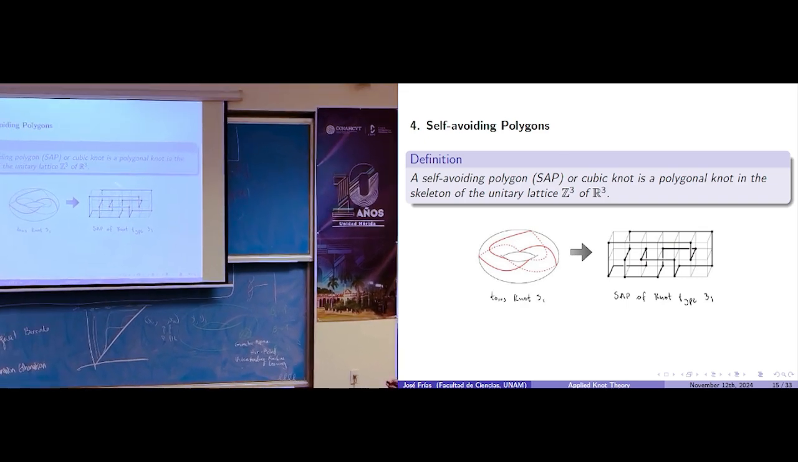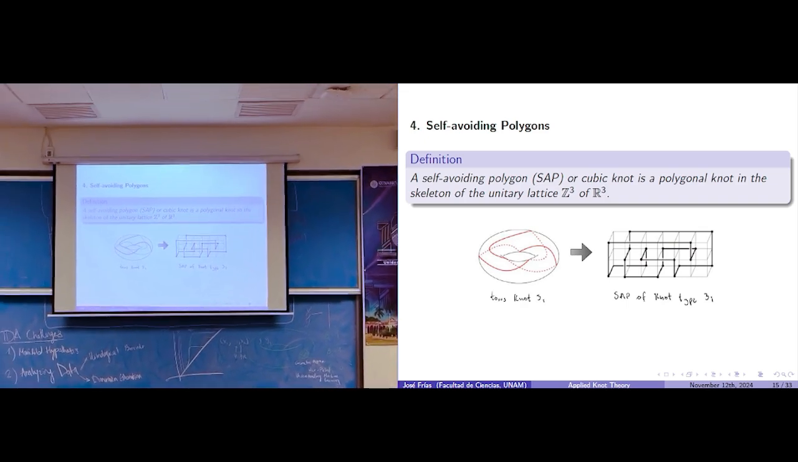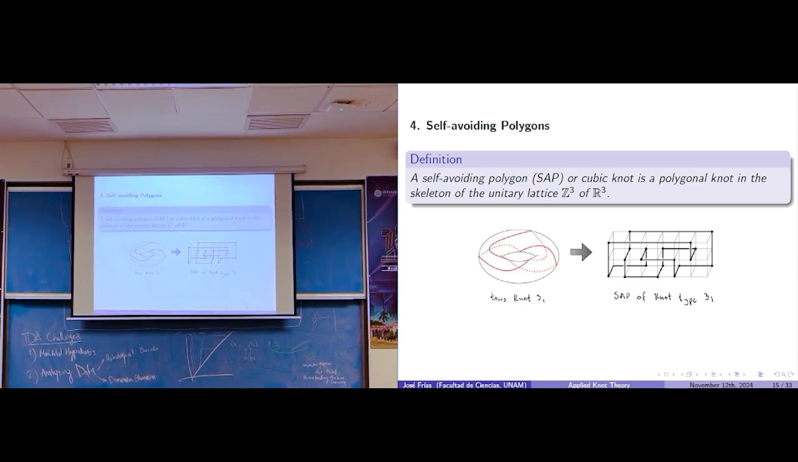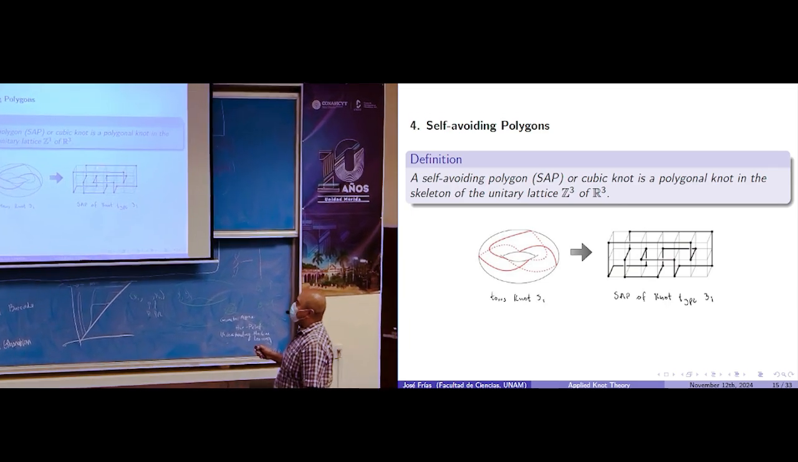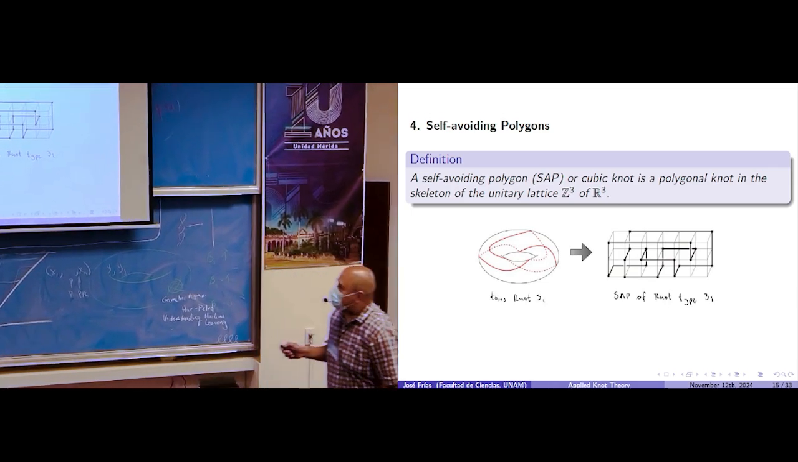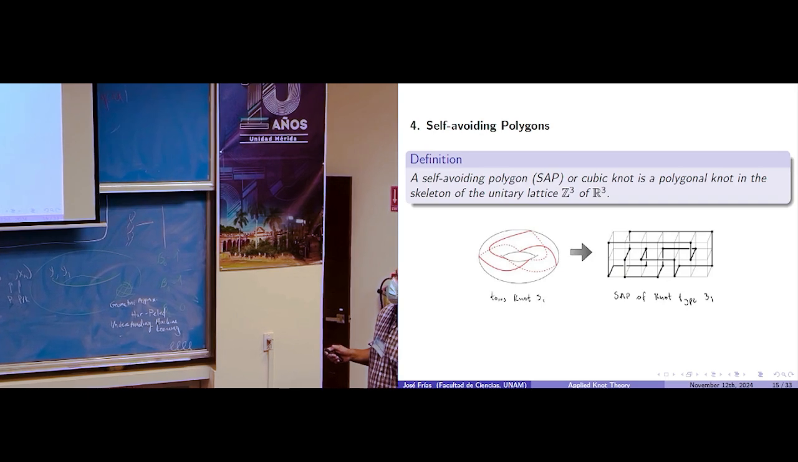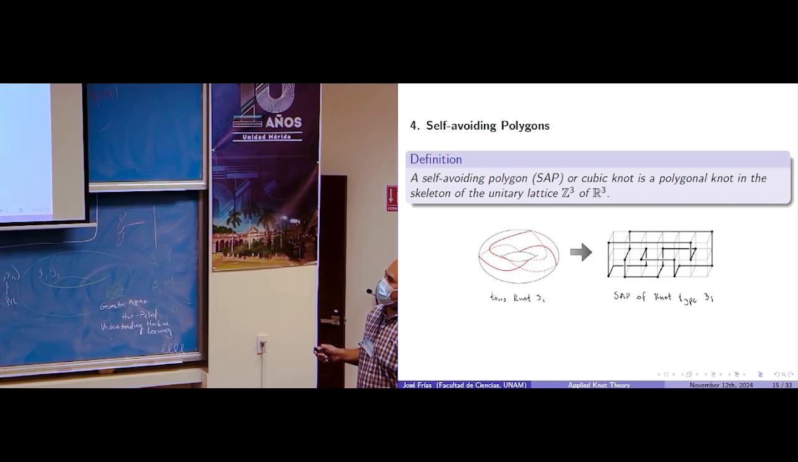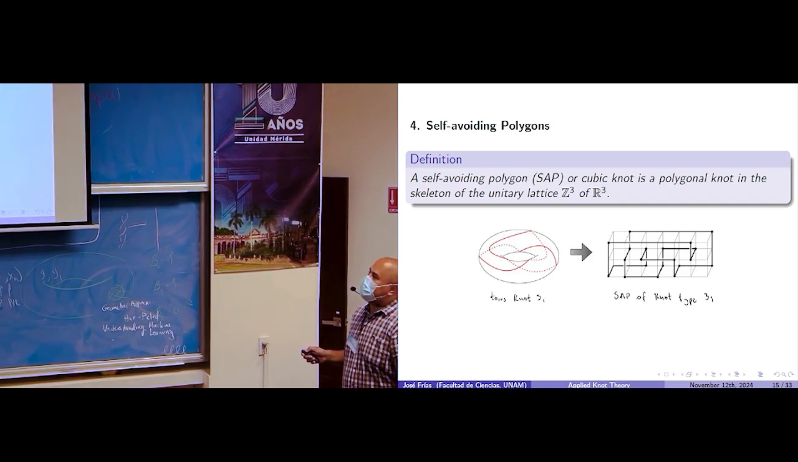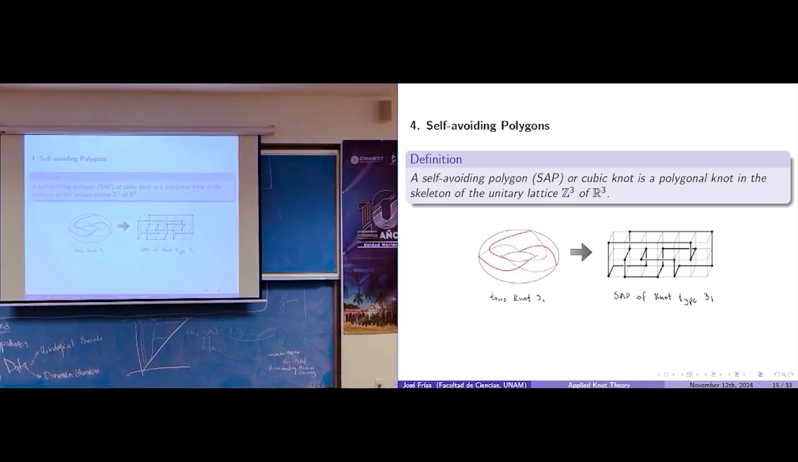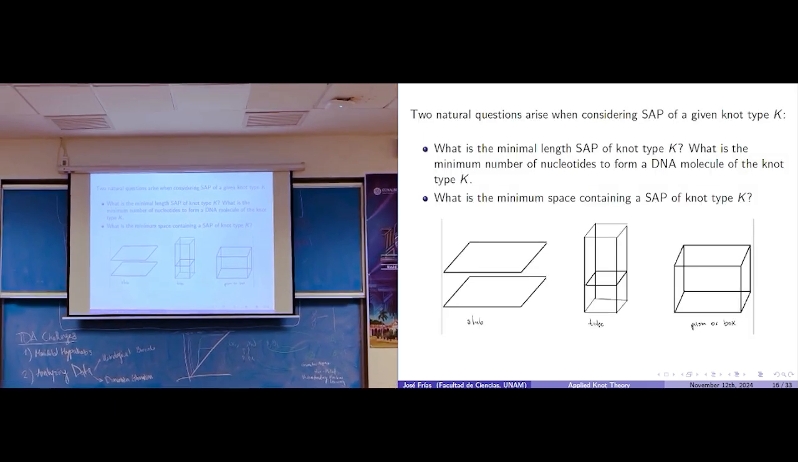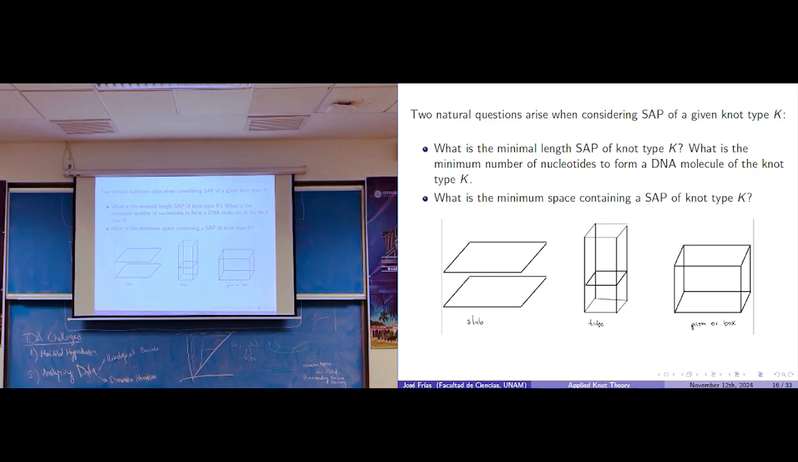Take a polygonal knot, but in the skeleton of the cubic lattice of R3, right? If you remember the game of the snake, this is something like playing the game of the snake in dimension 3, right? Well, we have some questions when we see something like this. For instance, what is the minimal length of a self-avoiding polygon of a knot type K?